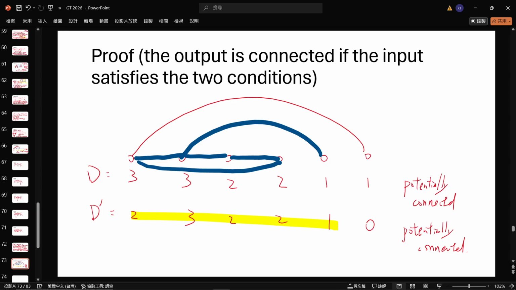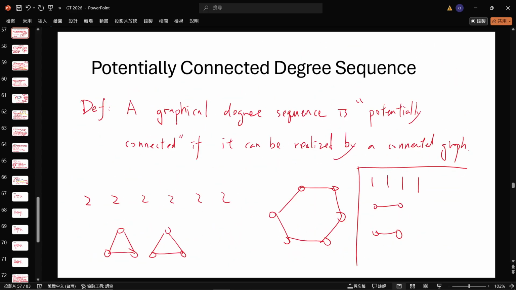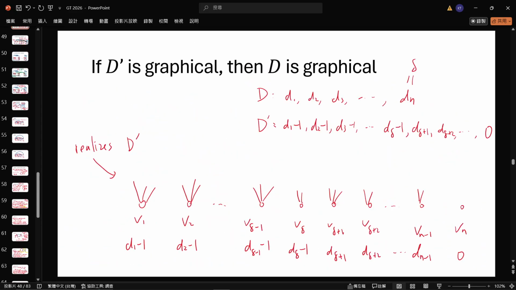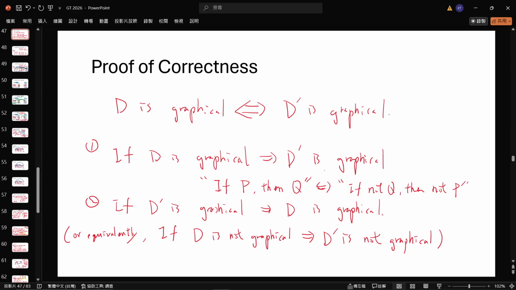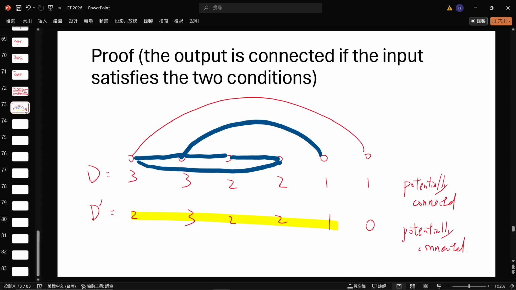So in some sense, the proof is quite similar to the one that we used to analyze the correctness of the algorithm. Okay, so I want to show that if the original degree sequence is graphical, then the simplified degree sequence is also graphical. But I think this time the proof is much easier compared to the previous one.